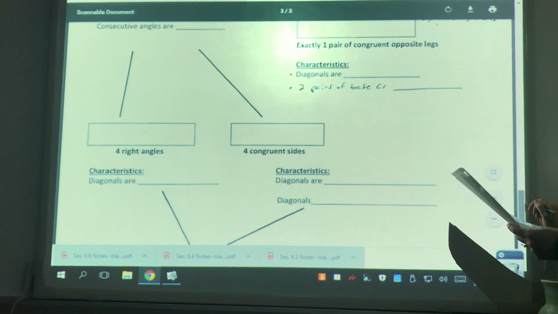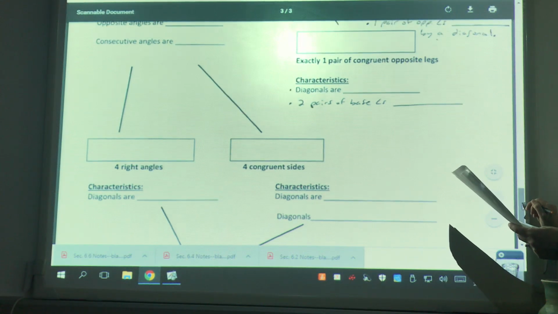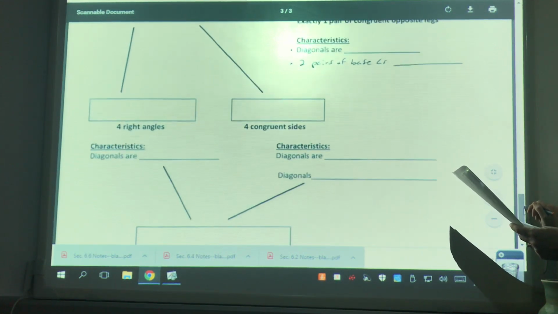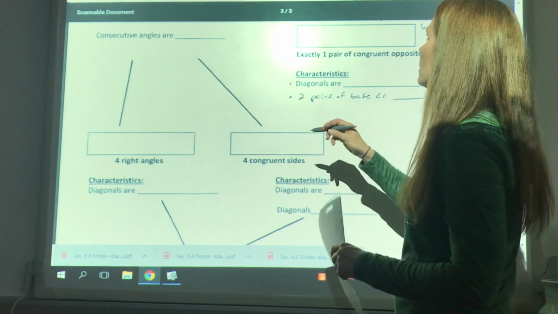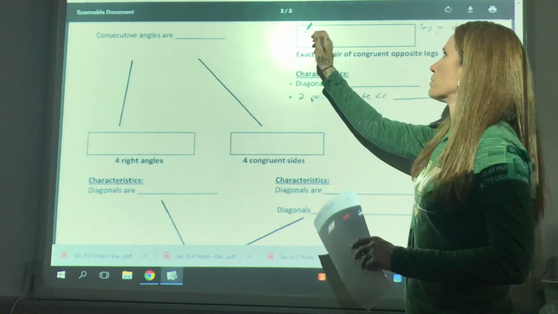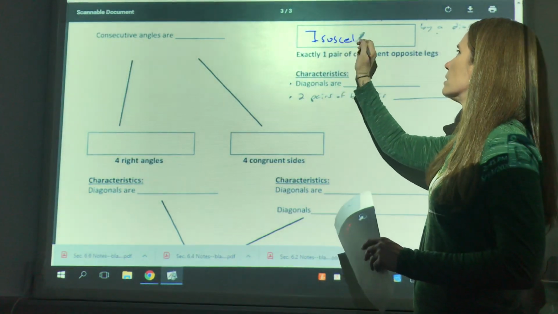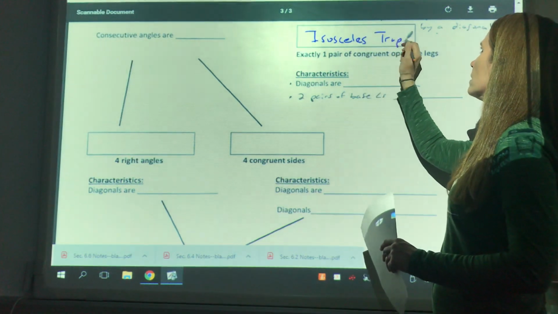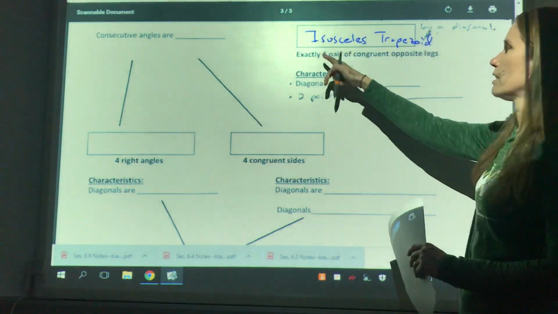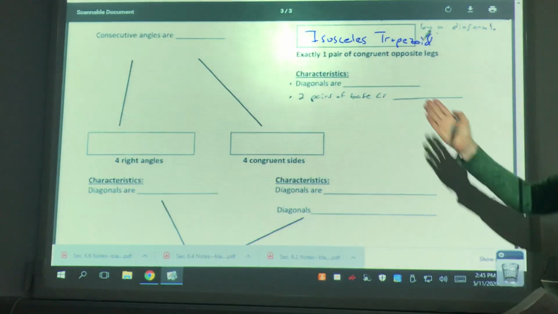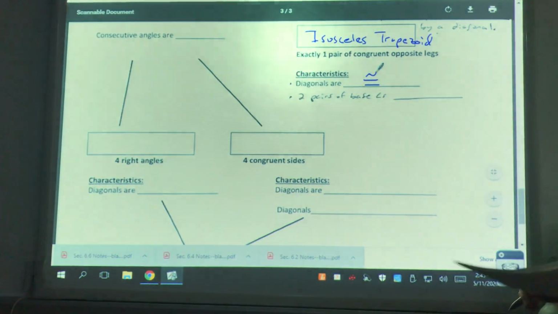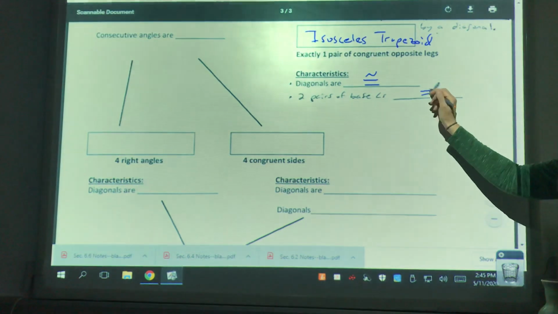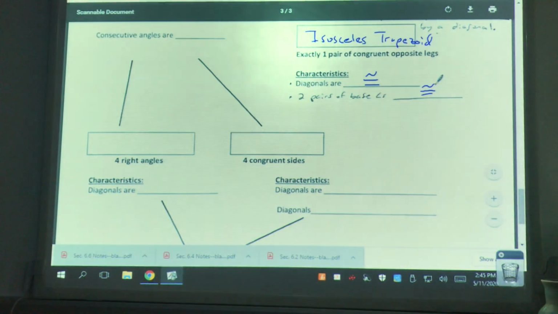Oh, I guess I didn't get this down yet for the isosceles trapezoid. Okay, let's get that filled in first, and then I will move that up a little bit here. So we already had isosceles trapezoid here. Okay, and we already said exactly one pair of congruent opposite legs, but we didn't fill in those characteristics yet. Diagonals are congruent, we couldn't see it a moment ago, and two pairs of base angles are congruent.